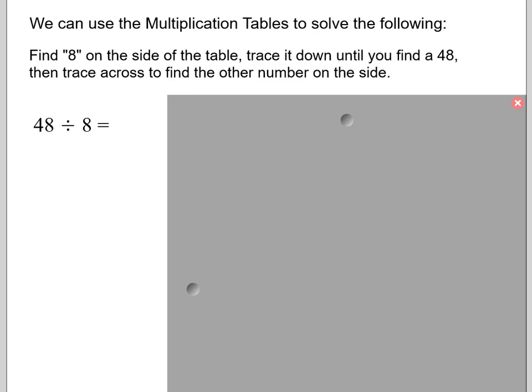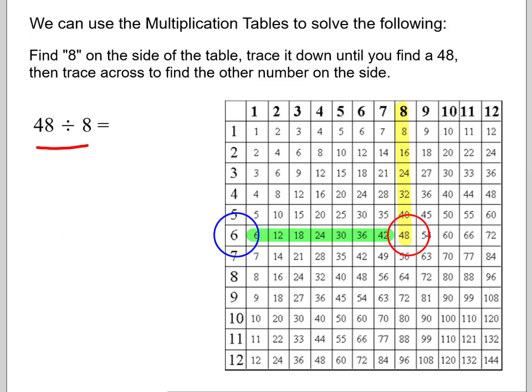We can use multiplication tables as well to solve the following. If you have a multiplication table on hand, and I usually give those out in class, it's also located on the website for download, or just Google it. If we have something like 48 divided by 8, we take our multiplication table and find 8, then go down that 8 column, and when we find 48, there it is. If we shoot across to the left, we come up with 6, so the answer is 6.